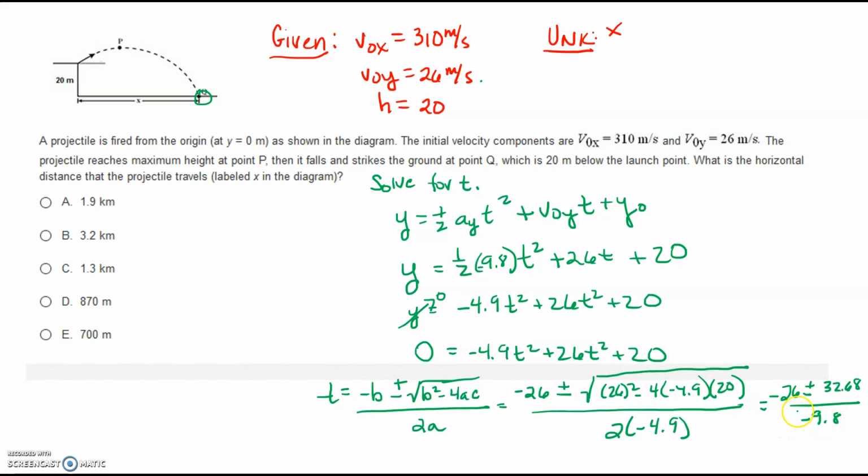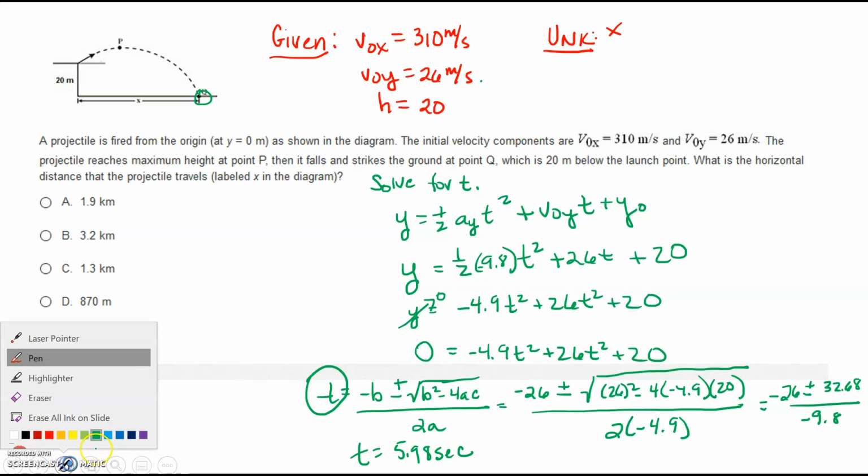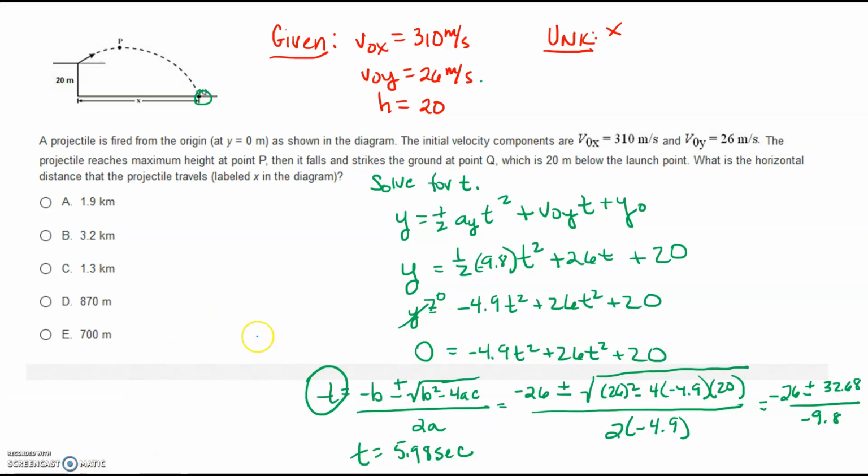Now here's the kicker. Time cannot be negative. So I have to choose the negative 26 minus 32.68 and then divide by the negative to give me a positive time. And I end up with time equal to 5.98 seconds, and we're going to use that to find our x.